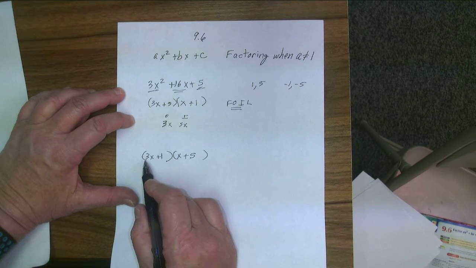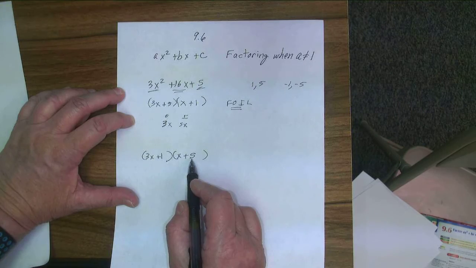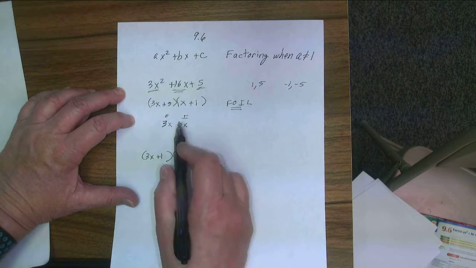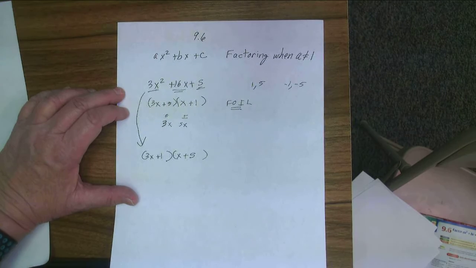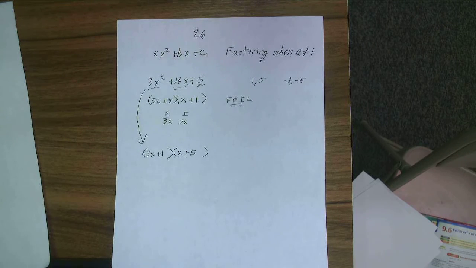Now when you check it, you have 3x squared, plus 15x plus 1x plus 5. So the 15 plus the 1 gives you 16 in the middle. This is the correct factoring for that problem. Some of them are done easy by just trial and error.